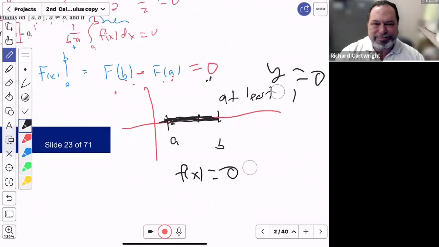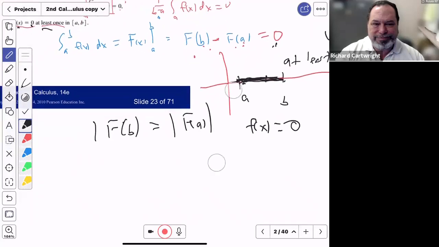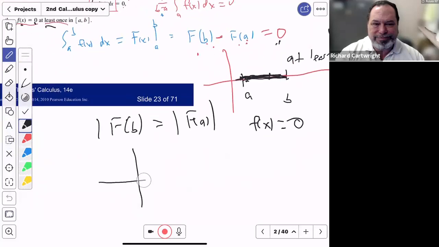All right, I've got something else for you. What if the absolute value of f of b is equal to the absolute value of f of a? That would also cause me to have that same problem. I'll give you an example. What if, I'll do my function, a nice pretty function.